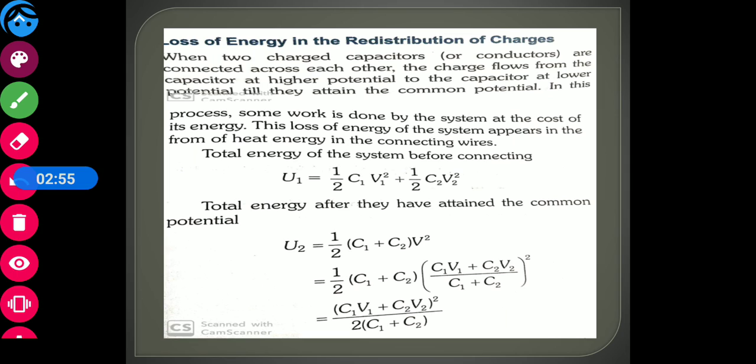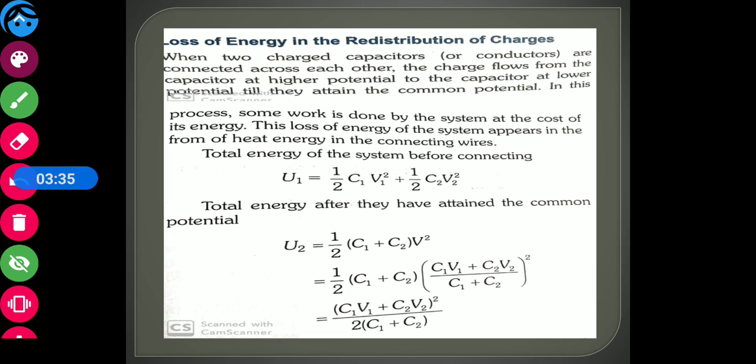Now, loss of energy in redistribution of charges. When two charged capacitors or conductors are connected across each other, the charge flows from the capacitor at higher potential to the capacitor at lower potential till they attain the common potential. In this process, some work is done by the system at the cost of its energy. So there will be a loss of energy, which appears in the form of heat energy in the connecting wires. Now we will calculate the amount of loss of energy.